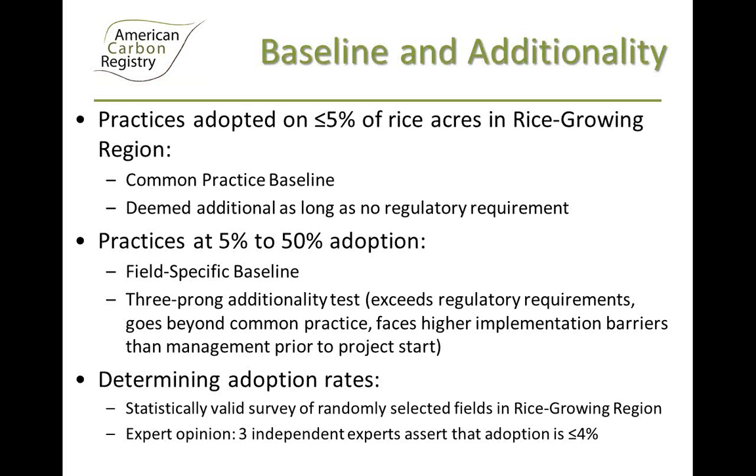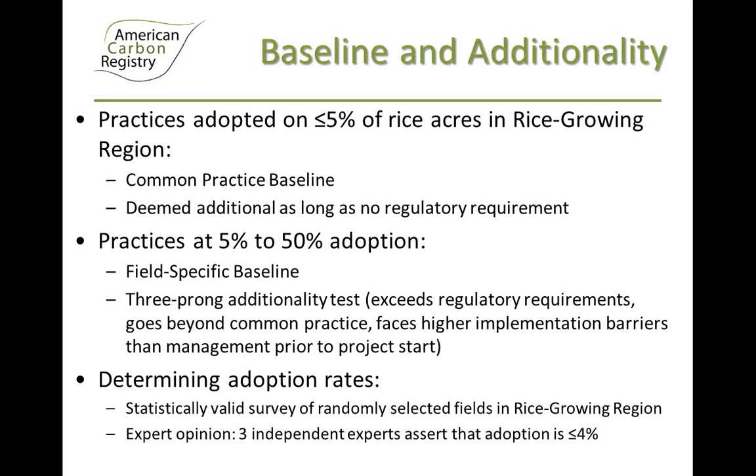However, we want to incentivize changes also of practices that are maybe adopted by a few growers but not the majority. So for practices from 5% up to 50% adoption, they use a baseline that's field specific, that's based on management over the last 5 years on their own fields, and to establish additionality, they have to show that the project activity passes those 3 tests of exceeding regulatory requirements, going beyond common practice, and facing higher implementation barriers than the prior management.